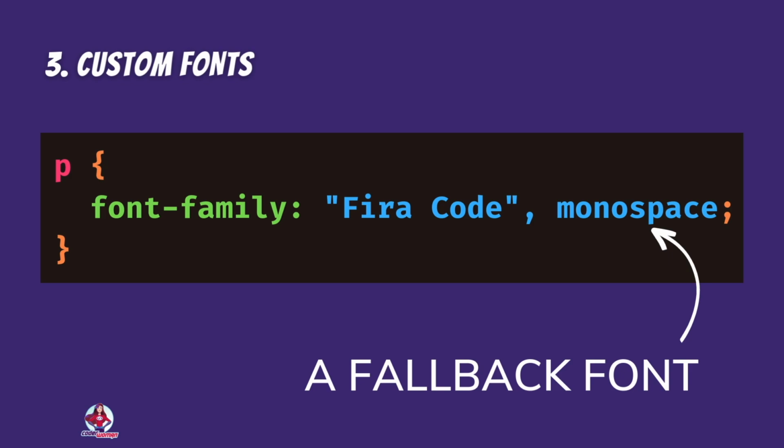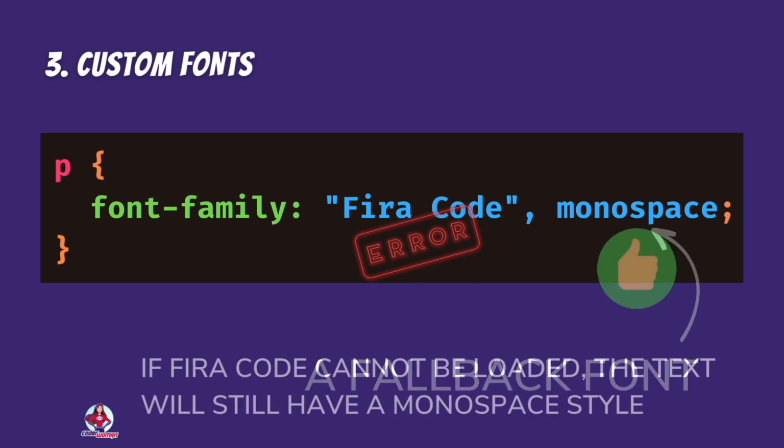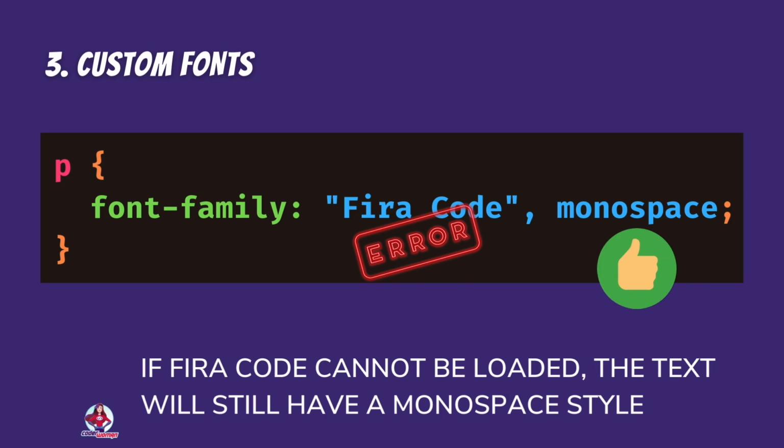When you specify multiple font families, the browser will try to use the first one listed, Fira Code in our example. If it cannot load the first font for any reason, it will try the second font in the list, which is monospace here. This ensures that if Fira Code cannot be loaded, your text will still be displayed with a monospace font, maintaining readability and consistency in your design. Fallback fonts are a great way to ensure your design remains consistent across different devices and browsers.